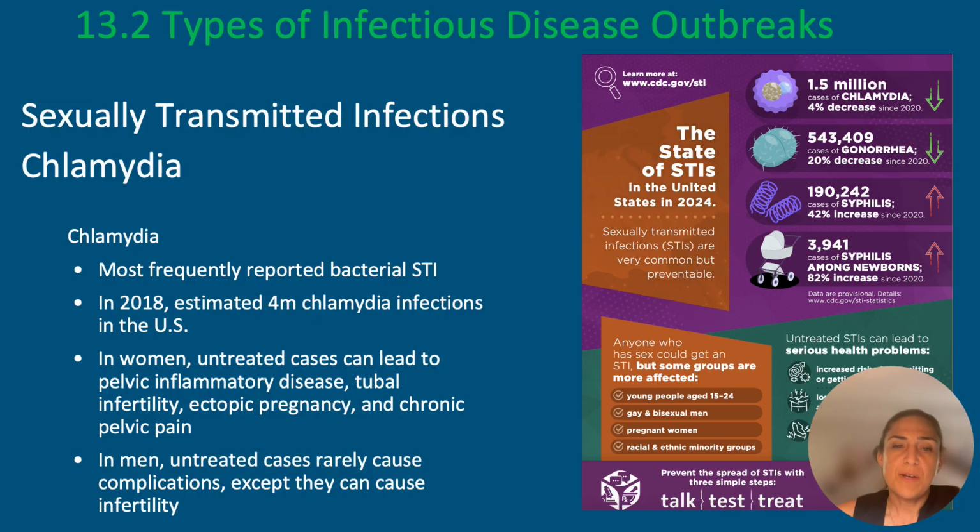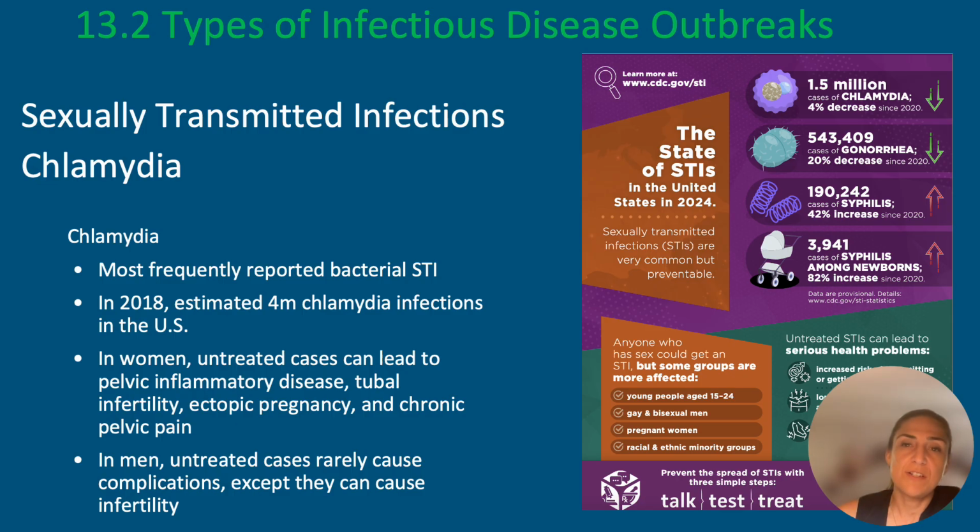Okay, so now we're going to talk about infectious disease and sexually transmitted infections. These are transmitted from person to person through vaginal, oral, or anal sex. It's estimated that 1 in 5 individuals in the United States are affected by STIs. Some are symptomatic, some are asymptomatic. When we think of chlamydia, it's the most frequently reported bacterial STI. In 2018, an estimated 4 million chlamydia infections occurred in the United States.